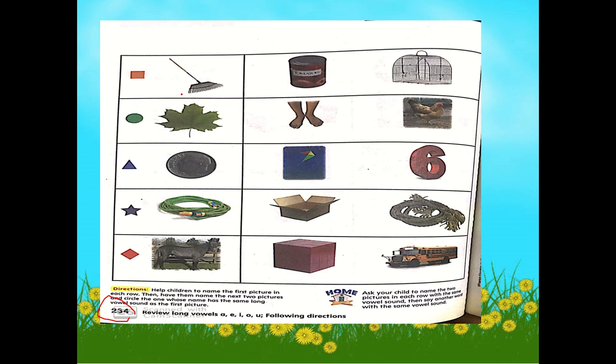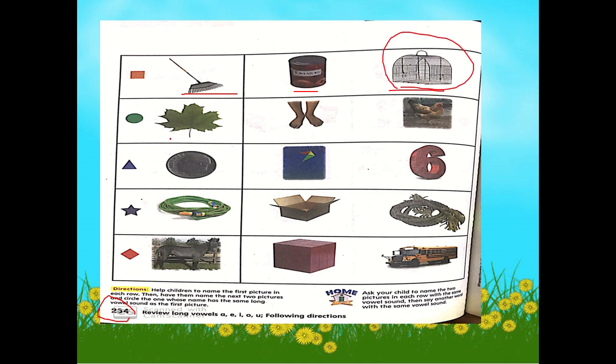For example, the first picture is rake. Rake. So what long vowel do you hear in the word rake? Very good. It is the long vowel A. So which picture has the long vowel A? Is it can or cage? Very good. The answer is cage.